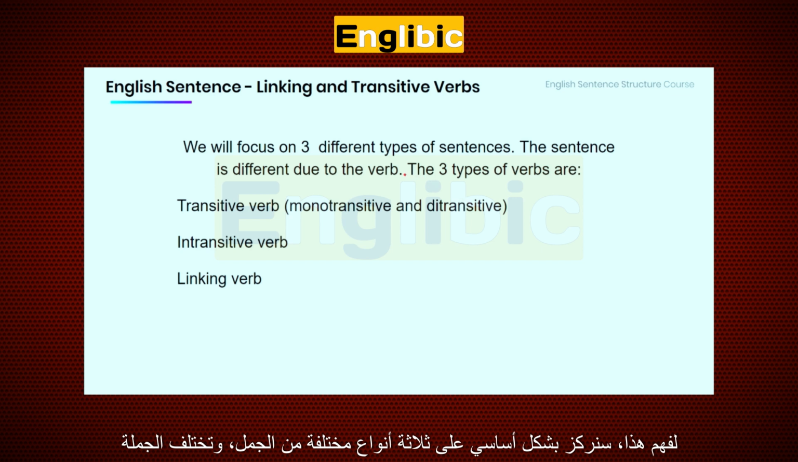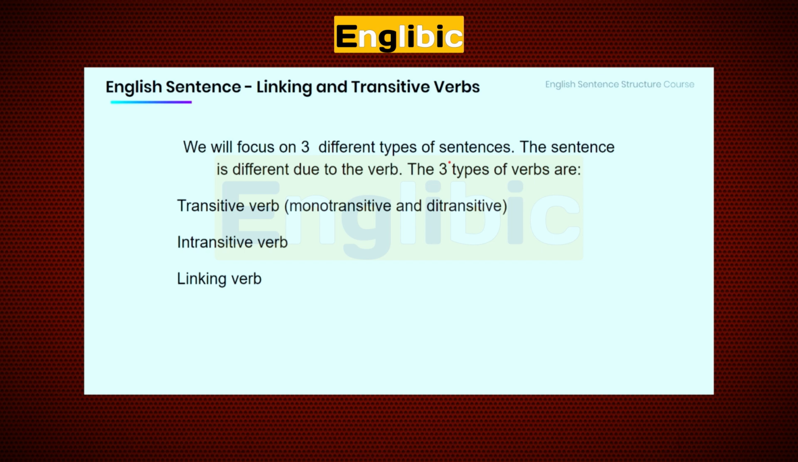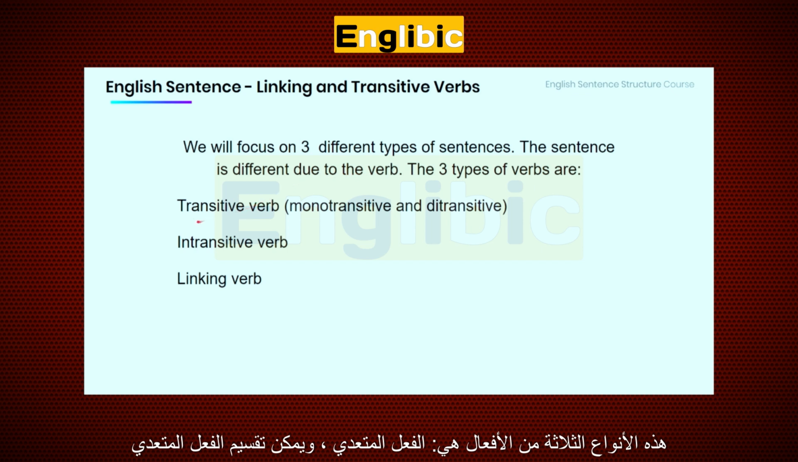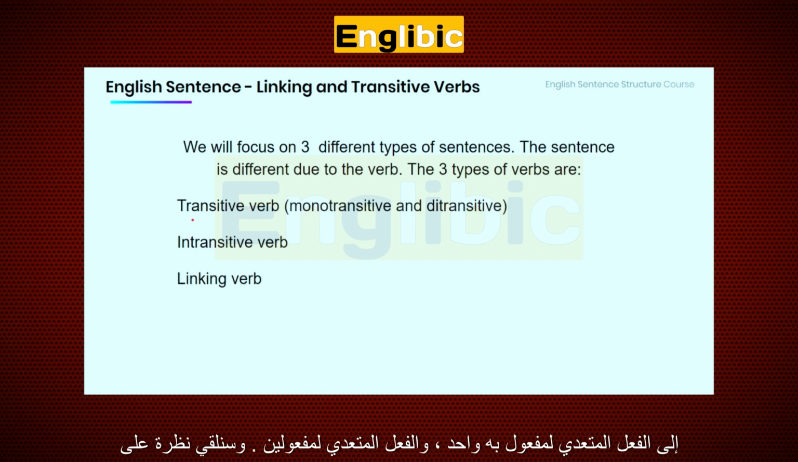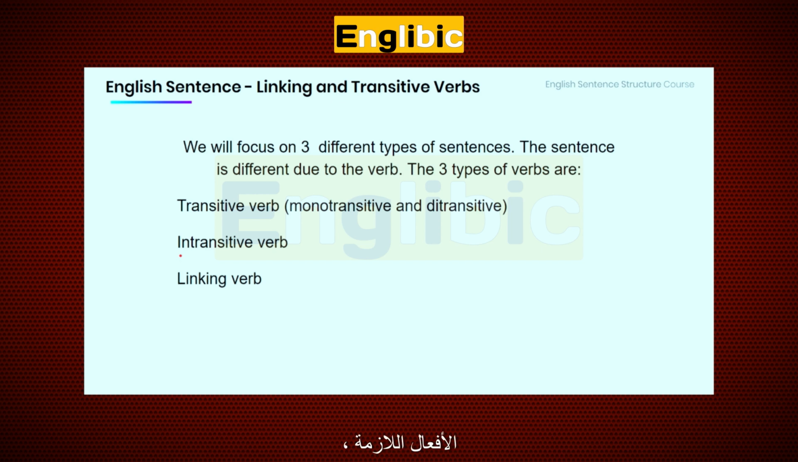To understand this, we will focus mainly on 3 different types of sentences. And the sentence is different due to the way we use the verb. So these 3 types of verbs are transitive verb, okay? And transitive verb can be broken down into the monotransitive verb and ditransitive verb. We'll look at intransitive verbs and finally linking verbs.